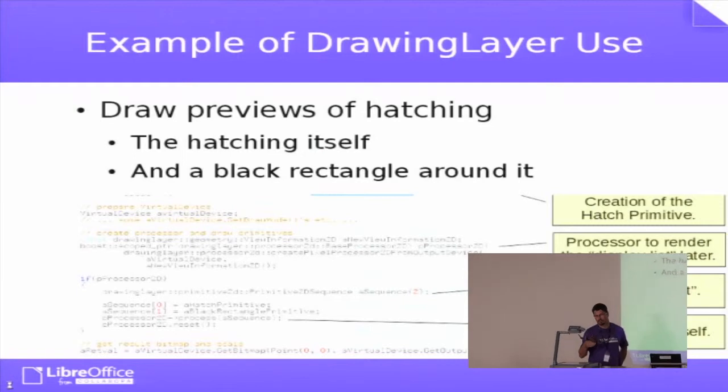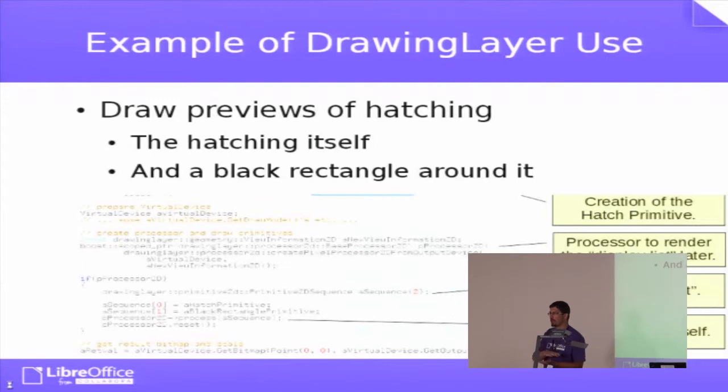One more thing: by drawing layer, I mean the lowest part of the drawing stack in LibreOffice. When I talk about the drawing layer itself, it means how you get something on the screen. But when you have shapes in documents and so on, that is sometimes called the drawing layer as well. For the purposes of this presentation, I call it SDR objects, so that it is more visible that it is not the entire drawing layer itself.